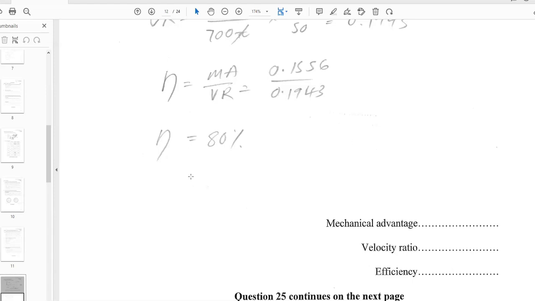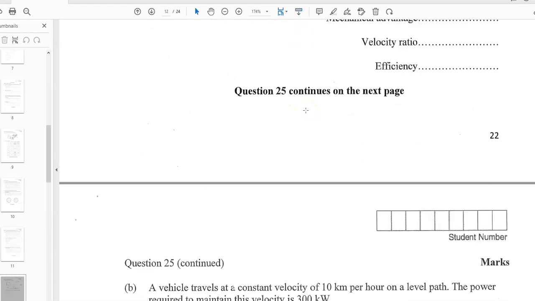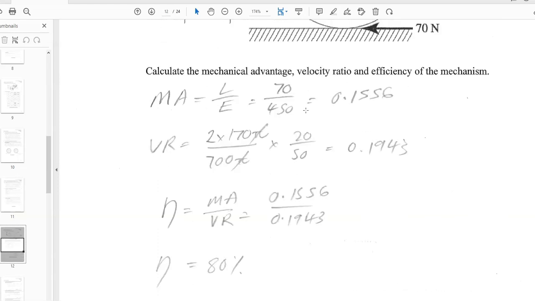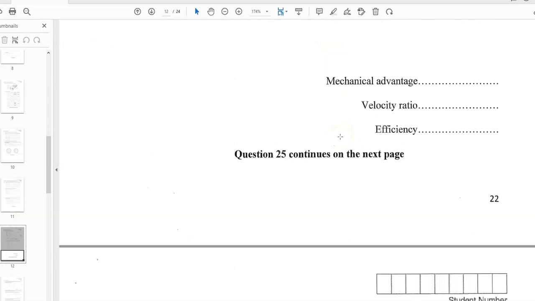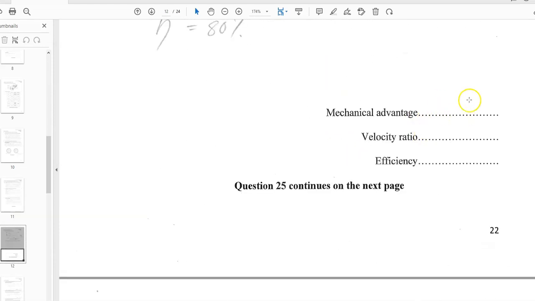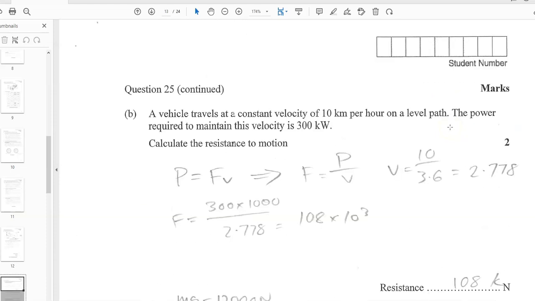Anything between 1.5 and 1.9 is sufficient. We're not taking marks off. If someone wrote 0.2, I'd maybe shake my head, but I'd still give them a mark. They got 83%, but the mechanical advantage and the velocity ratio are incorrect. If it's totally incorrect and they got 80%, 1 mark. Effectively we're giving a mark for mechanical advantage, a mark for velocity ratio, and a mark for efficiency. It's pretty simple.